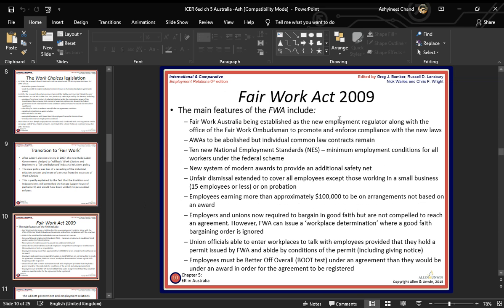Fair Work Act of 2009, still there. So what are some of the features of the Fair Work Act? Fair Work Australia was established as the new employment regulator, along with the Office of the Fair Work Ombudsman, to promote and enforce compliance with the new laws. So a Fair Work Australia commission was set up by this Fair Work Act.